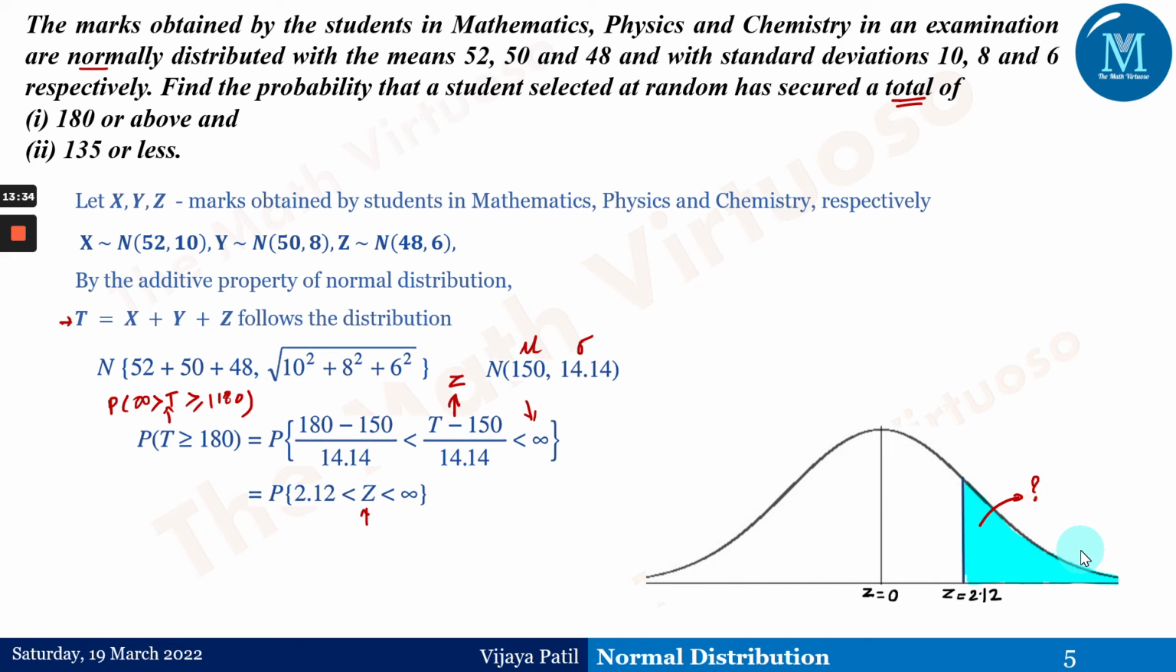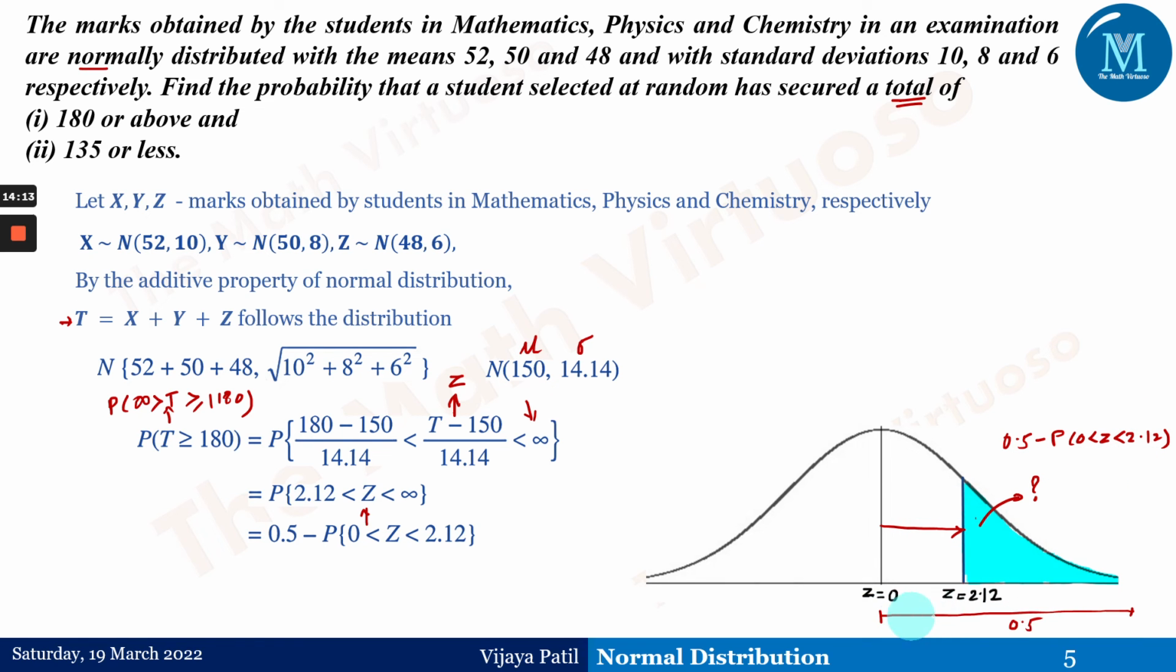Our target is to find out the area or probability for this particular shaded area. Now, as this curve is symmetric, we have already discussed it. So this half part is total 0.5. If I need this particular area, we have to subtract the 0 to 2.12 area from it. So this area is nothing but 0.5 minus the probability of 0 less than z less than 2.12. So this is what we are going to get.